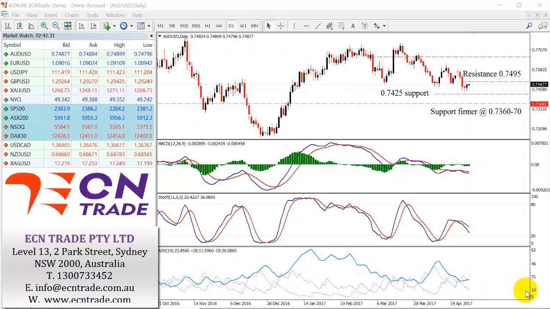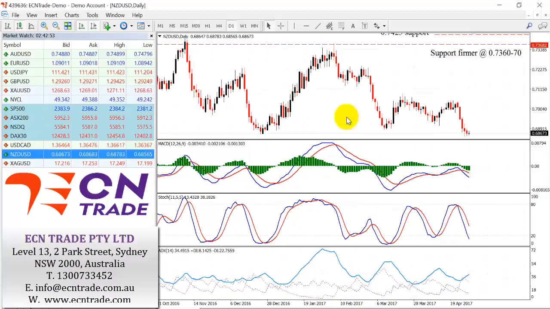Two things to note: the Australian dollar has posted its low from last week of 74.39, and the Kiwi dollar has posted its lowest point since June 2016 at 68.48.